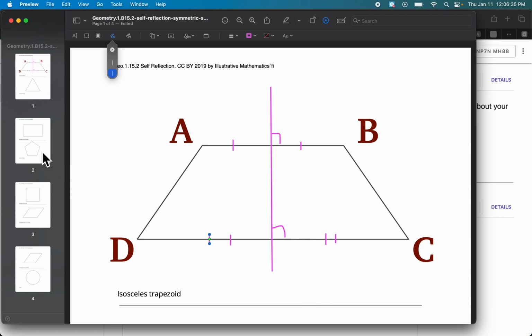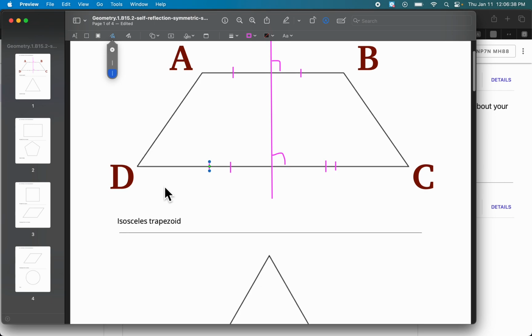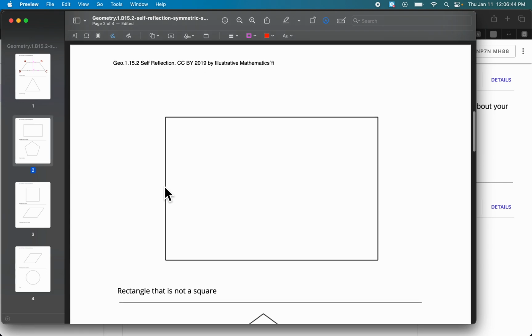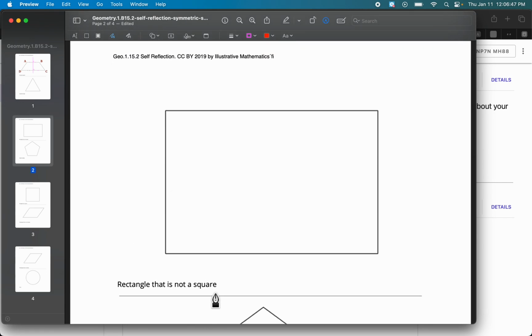Awesome. All right, so now let's look at, well, let's do this one. Here we go. All right, so here, a rectangle that is not a square. Now, when we're talking about something that's not a square, the reason that we're saying that it's not a square is because all squares are actually rectangles, but not all rectangles are squares.